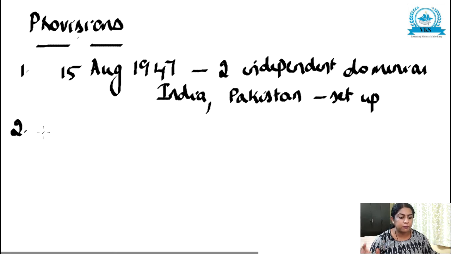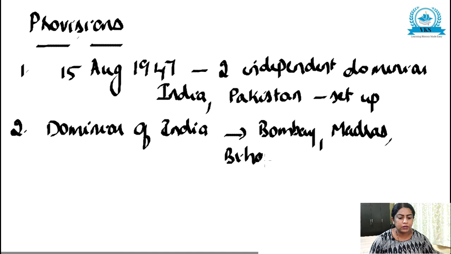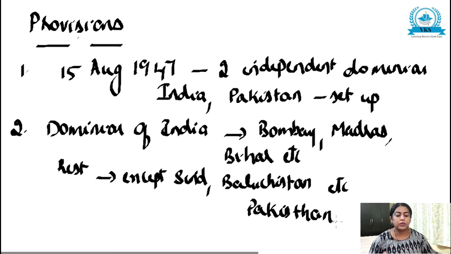Now, what is the second main provision? The Dominion of India will get the territories of Bombay, Madras, Bihar, etc., while Sindh, Baluchistan, etc., became the territories of Pakistan. That was the second provision of the Act of 1947.